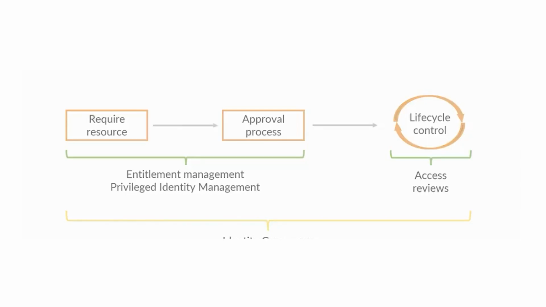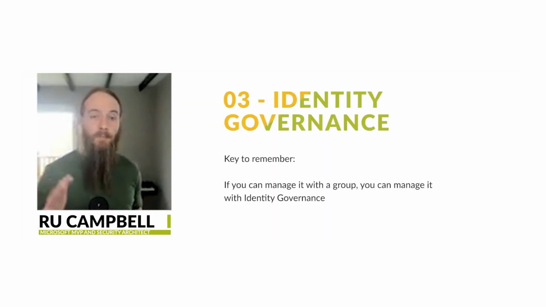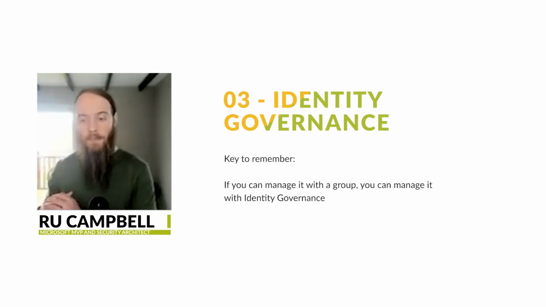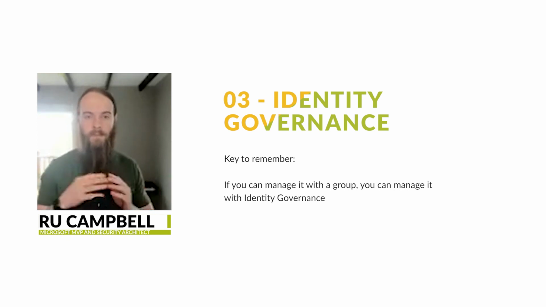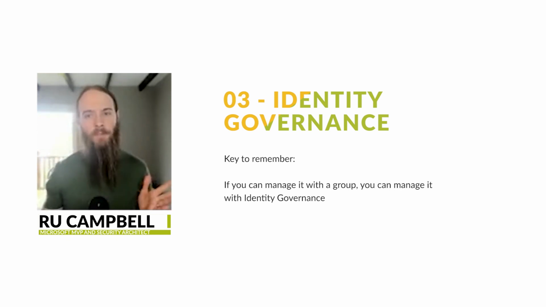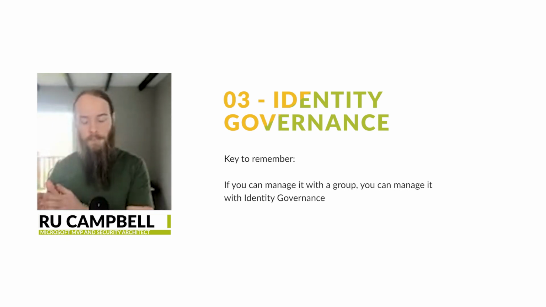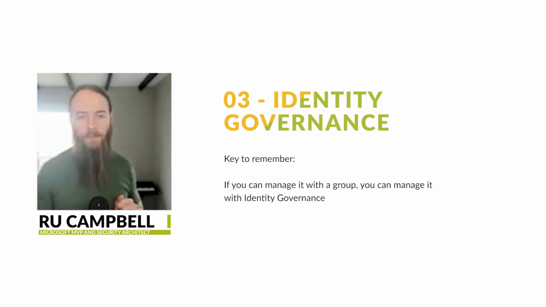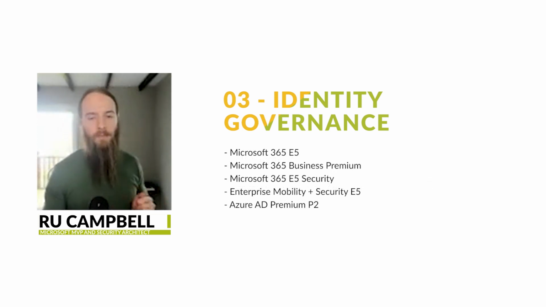And again, the key thing I'd like you to remember about identity governance is if you can manage it with a group, then you can apply some level of control with this. So for example, someone requests access to an app, to permissions, to a cloud service. Well, all these things are typically controlled by group membership, and we can control group membership, both the approval process and the ongoing lifecycle management of that with this identity governance process, that feature capability set.